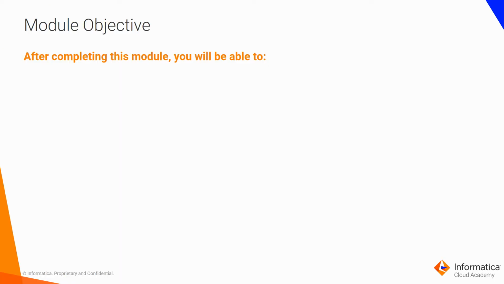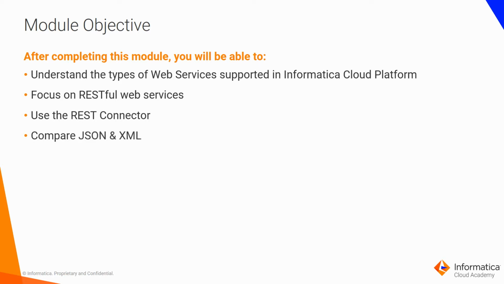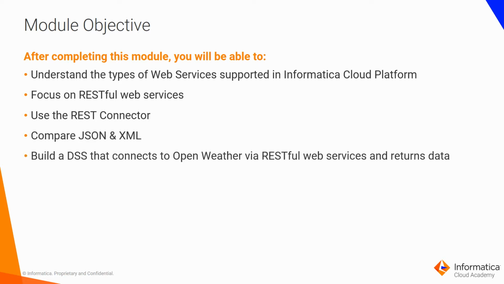After completing this module, you will be able to understand the types of web services supported in Informatica Cloud Platform, focus on RESTful web services, use the REST connector, compare JSON and XML, and build a DSS that connects to OpenWeather via RESTful web services and returns data.